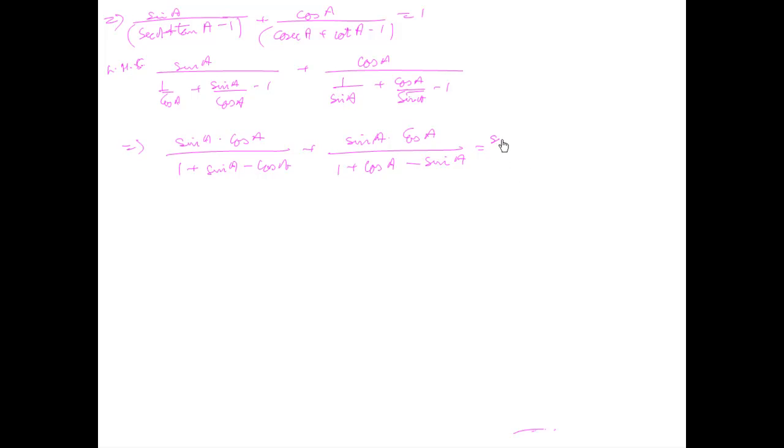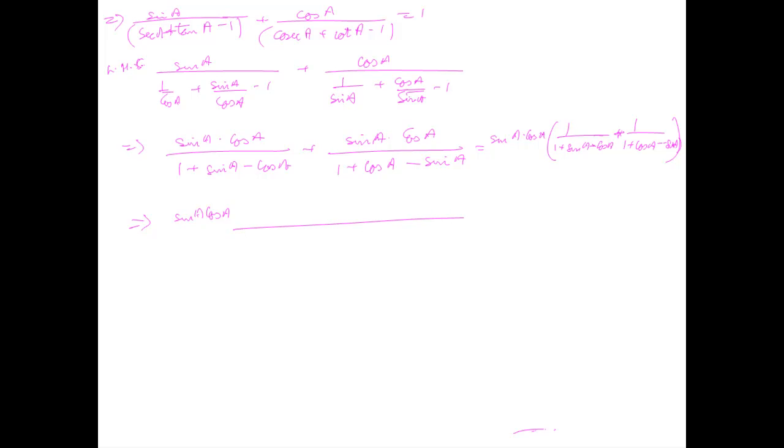We can take sin A and cos A common to give us 1 upon 1 plus sin A minus cos A plus 1 upon 1 plus cos A minus sin A. Now, children, taking that as LCM, we get sin A cos A.